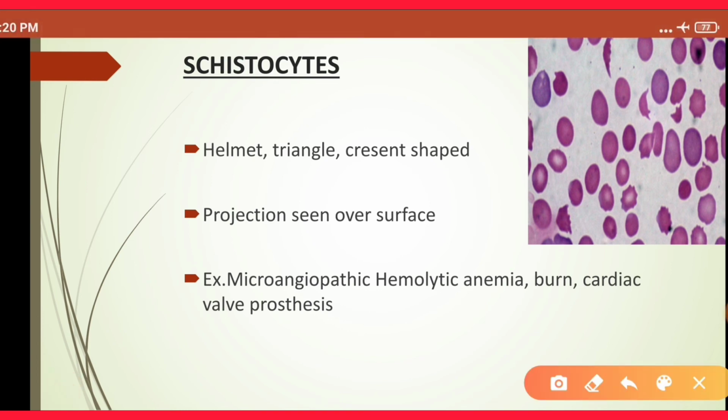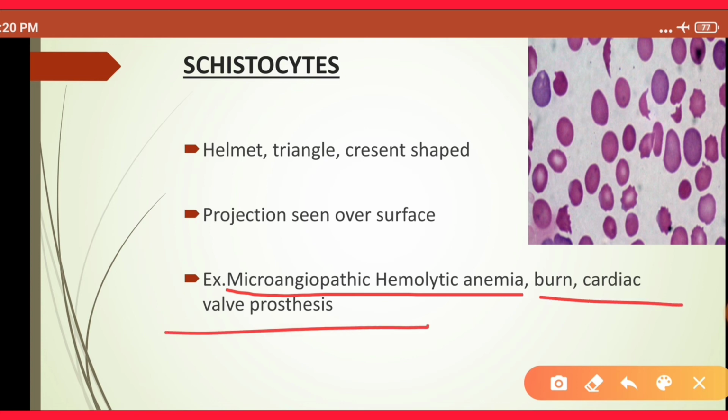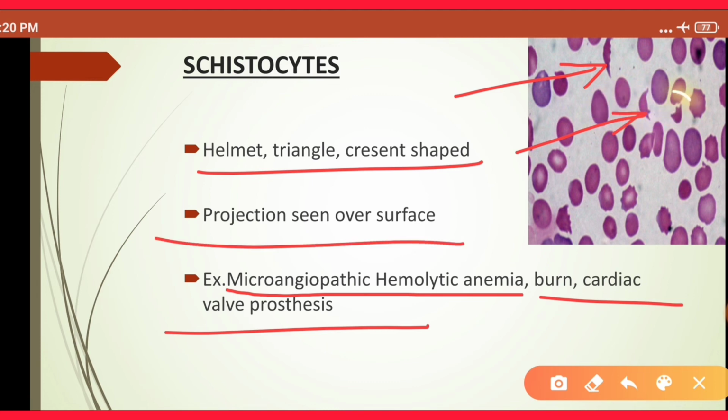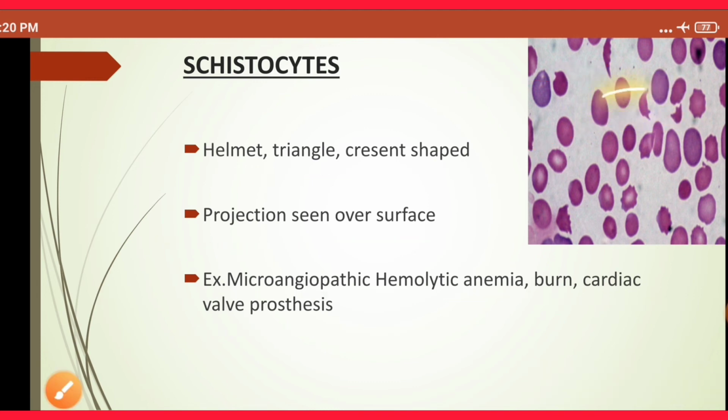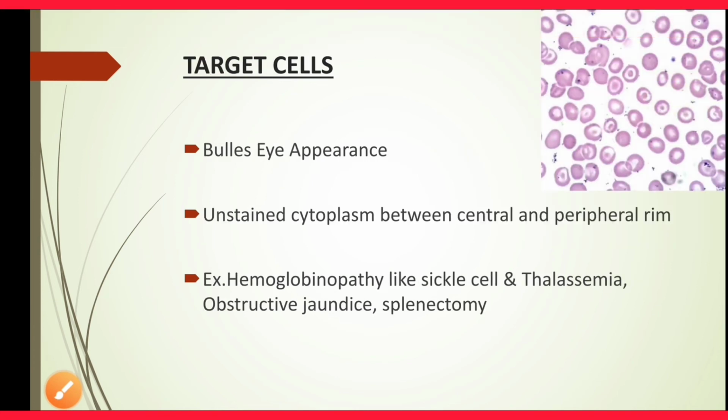Okay. The second form of red blood cell that is seen in hemolytic anemia is schistocytes. This is particularly seen in severe hemolytic anemia, that is microangiopathic hemolytic anemia, burns or cardiac valve prosthesis patients. In this condition, what happens? You will have helmet, triangle or crescent shaped broken red blood cells. This is the broken RBC. This is known by the name schistocytes, right? It has projections over the surface. So schistocytes also can be seen in hemolytic anemia.